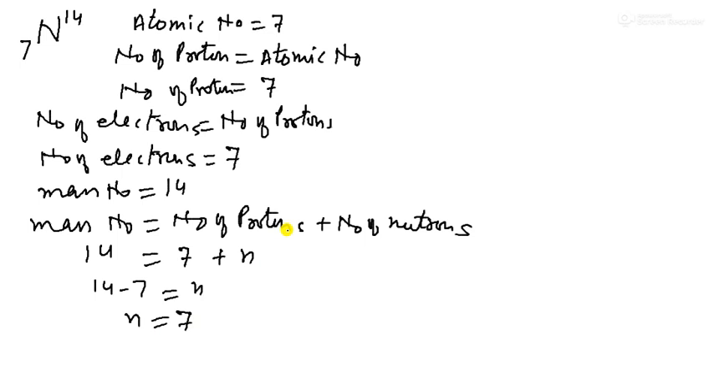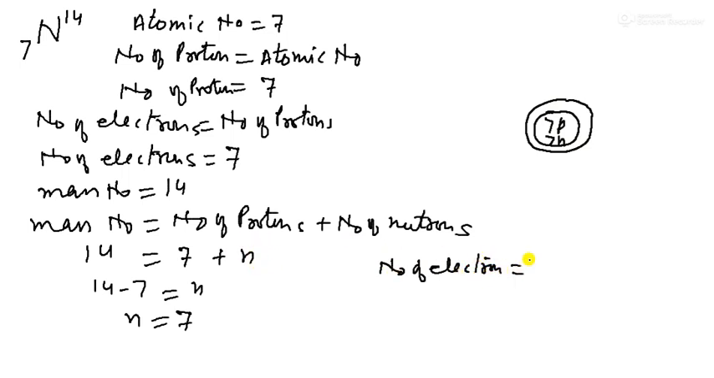Now let us draw the structure. Write the structure. The nucleus has the neutrons and protons. How many? Protons are 7, so you can write 7p, and neutrons are also 7, so you can write 7n. And the electrons are revolving around the nucleus. The number of electrons is 7.